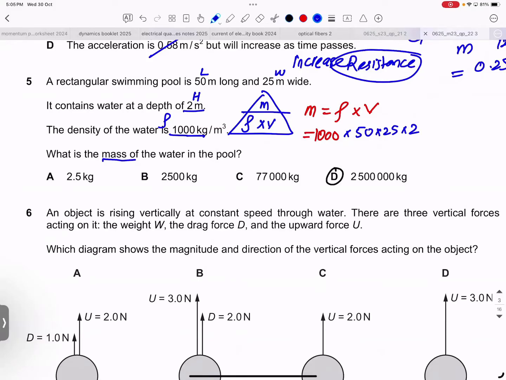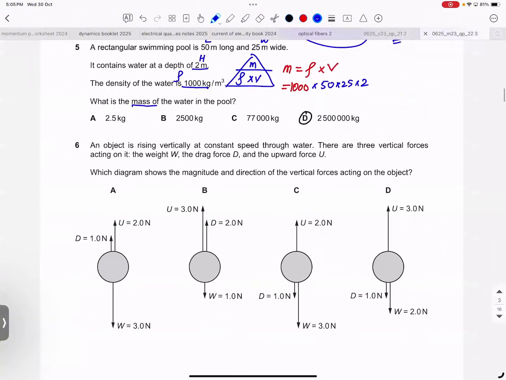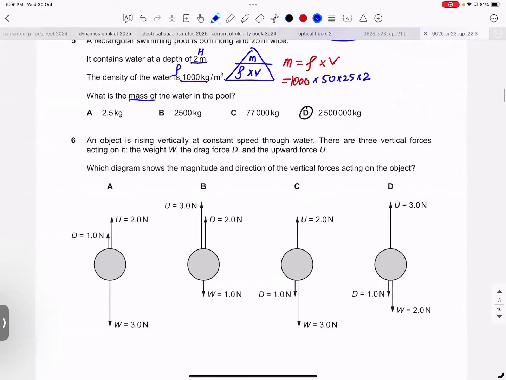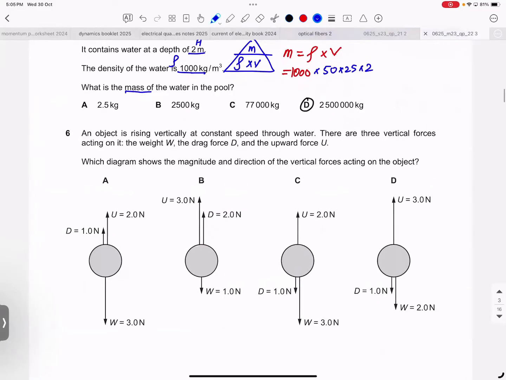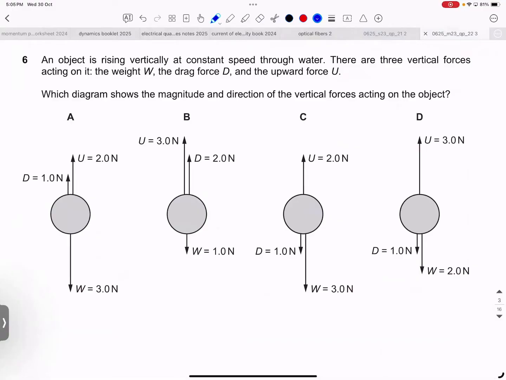Question number 6. An object is rising vertically at constant speed. Constant speed means acceleration is zero. Acceleration zero means all the up forces are equal to all the down forces. There are three forces acting on it. W, the drag. Drag always acts opposite to motion. So if motion is up, D should be down.